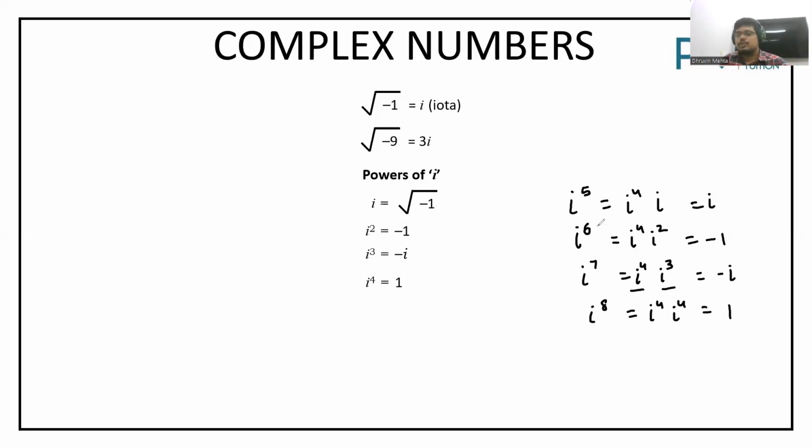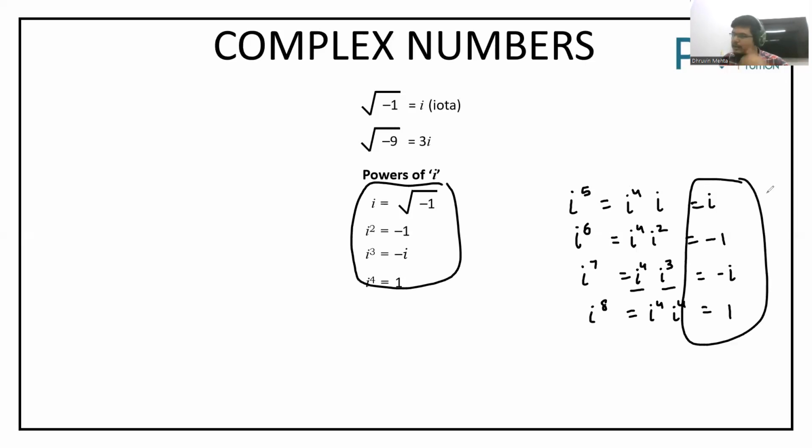Do you realize, Arush, that these powers are just repeating again, and this will just keep on happening after every 4? If you take any 4 consecutive powers of i, there will be these 4 powers. So these 4 powers will just keep on repeating: i, -1, -i, 1, and in the same sequence.